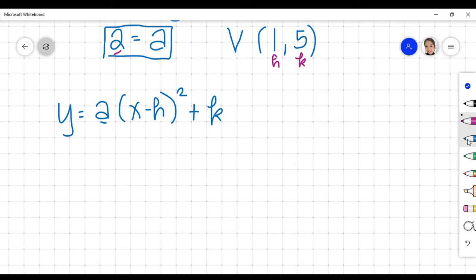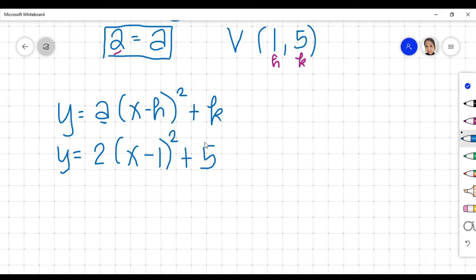So, substituting that, copy Y equals A, which is 2 times X minus 1 plus 5. Okay? So, this is already, okay, nakalimutan ko yung square. So, this is already in a quadratic function. However, this is not yet in the standard form.